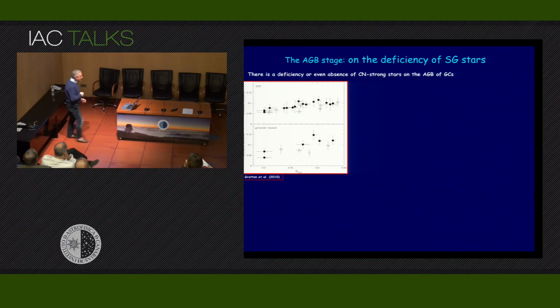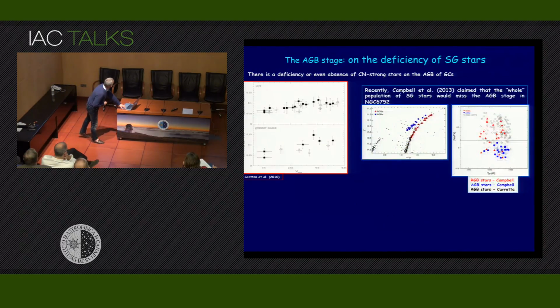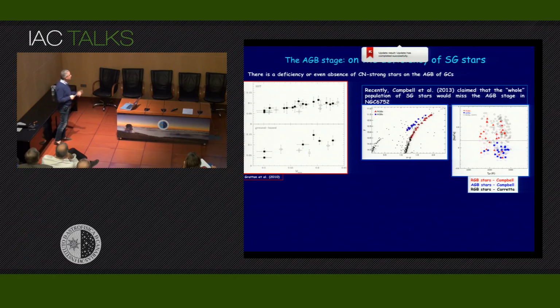Okay? And in particular, in the case of NGC 6752, it was claimed by Campbell and collaborators in 2013, in a paper that appeared in Nature, that in this cluster there is an anomaly. Along the AGB of this cluster, there are no second-generation stars. They measured the sodium abundance, let me note, only sodium, in the AGB stars. They did not measure iron. I'll come back to this.